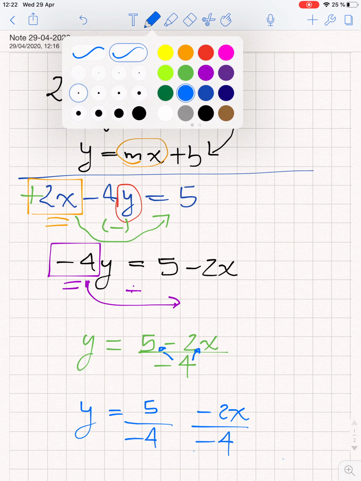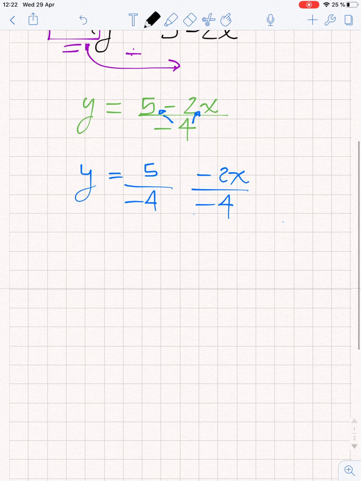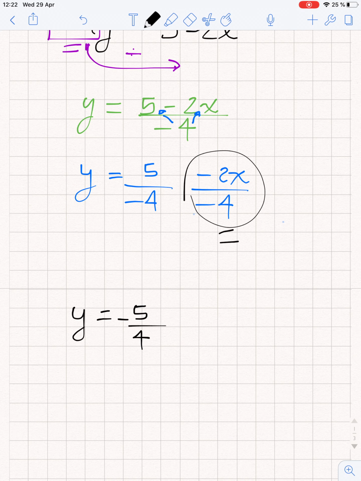Now, if we can simplify this expression, we will have to simplify it. In this case, in the first fraction, we cannot simplify. Therefore, the fraction is minus 5 divided by 4. But for this other fraction, we can simplify the expression. That is, minus and minus, combining the signs, is plus. 2 and 4, simplified, is 1/2 x.